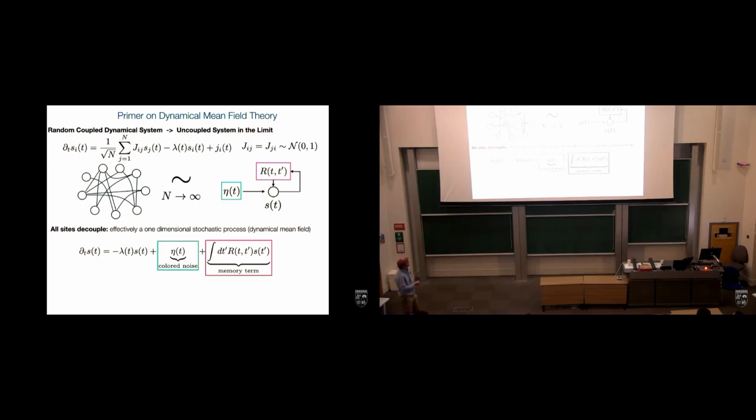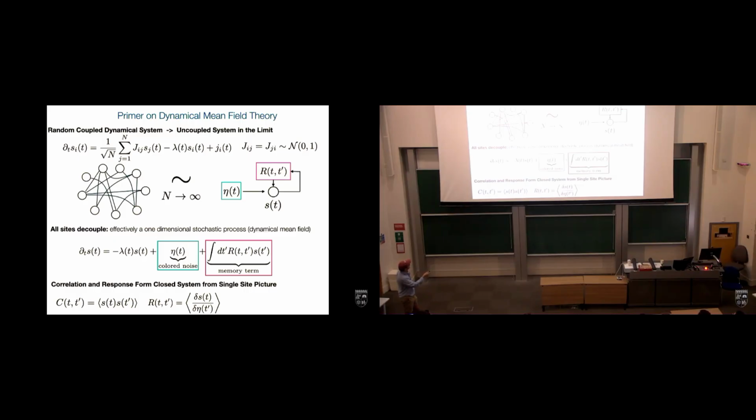The claim is all sites decouple. Instead of thinking about all these sites coupling to each other, I can think about a single node in the system that's driven by a noise process and couples to itself through some memory term. So I paid this cost: I go from infinite dimensions to one dimension. The cost of doing that is I introduce this non-Markovian process to the dynamics. But after I do this, I can obtain everything I need.